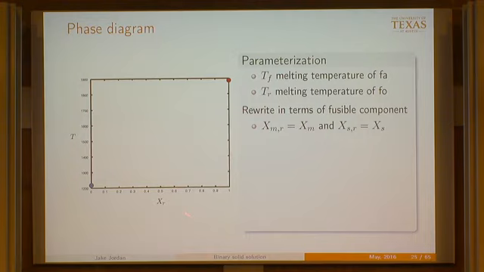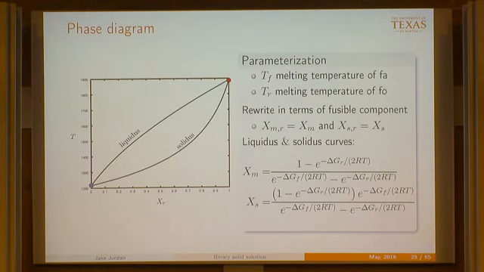We're just going to write it all in terms of the refractory component. So 0 is no forsterite, 1 is all forsterite. And then we're going to draw the liquidus and solidus curves based on the change in Gibbs energy of fusion of both of the end members. So we end up with a liquidus and solidus curve.